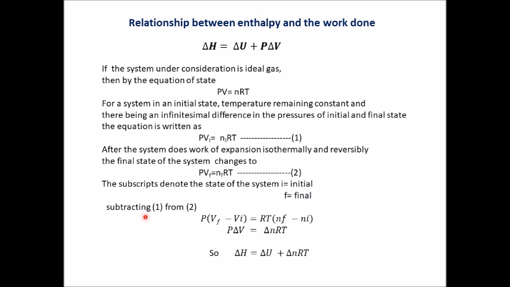Subtracting now equation 1 from 2, we have P into Vf minus Vi is equal to RT into nf minus ni, or P delta V is equal to delta n RT. So we have delta H. Now we are going to substitute this value. Delta H is equal to delta U plus P delta V. So delta H is equal to delta U plus delta n RT.